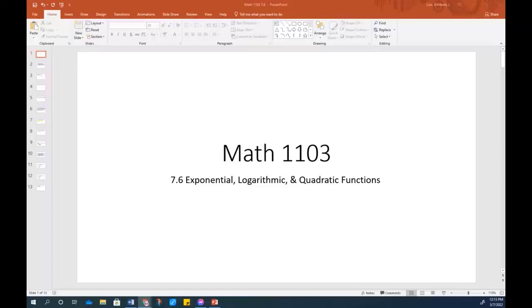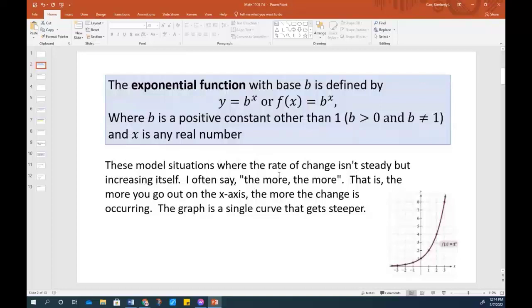Hello, we've got one section to cover during this video, and it's 7.6 about exponential, logarithmic, and quadratic functions. The exponential and logarithmic really go together, and the quadratic is kind of its own thing. First of all, an exponential function.